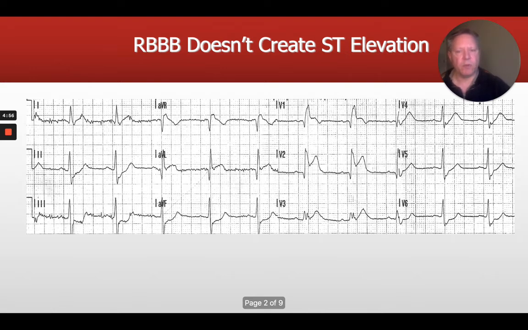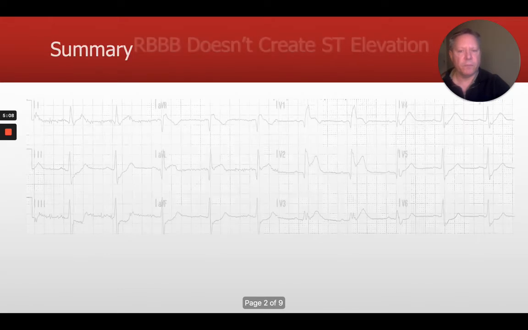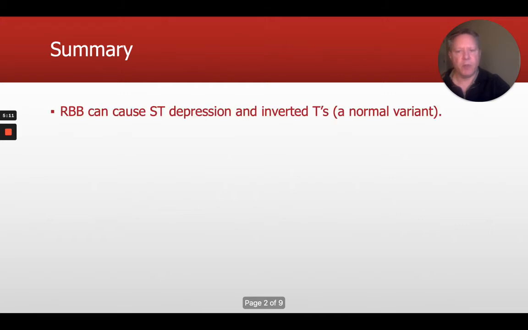So just remember the rule with right bundle branch block: STEMI can still be found, but ST segment depression and flipped T waves are normal physiologic findings of a right bundle. So let's talk about that in summary. Right bundle branch block can cause ST depression and inverted T waves. That's its normal variant, or what we call physiologic.